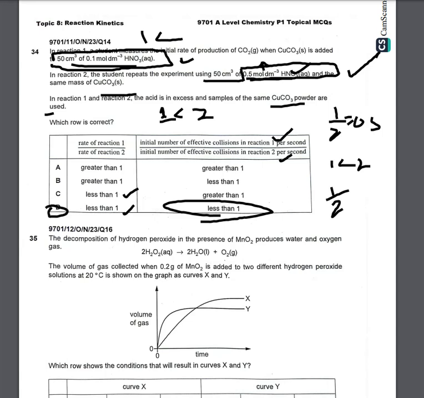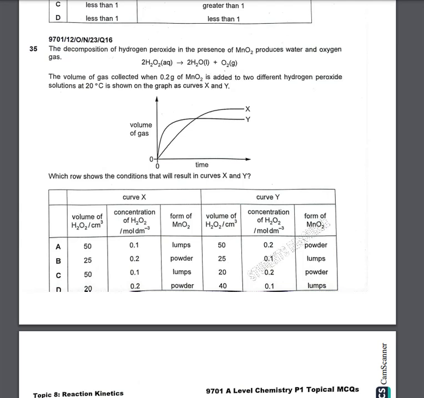Identical to this part of the question. Okay, the decomposition of hydrogen peroxide in the presence of MnO2 produces water and oxygen gas. The volume of gas collected when 0.2 gram of MnO2 is added to two different concentrations of H2O2 at 20 degrees C is shown in the graph, X and Y. Which row shows the condition that will result in curves X and Y?